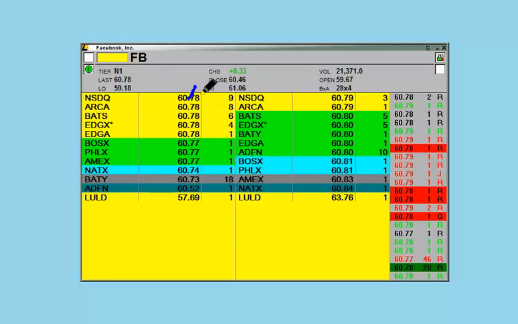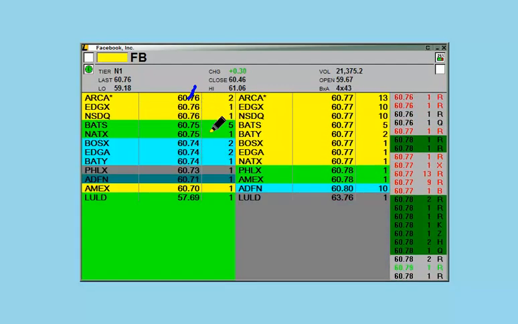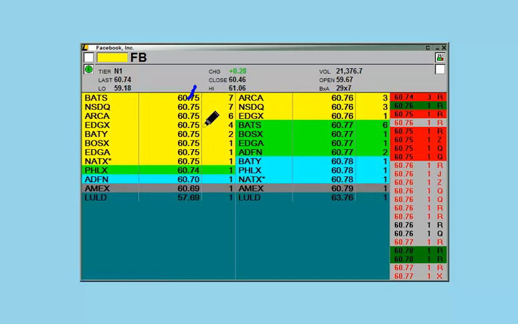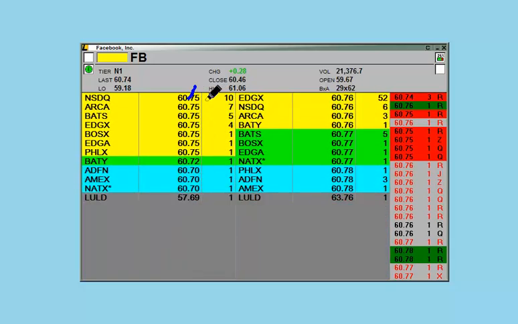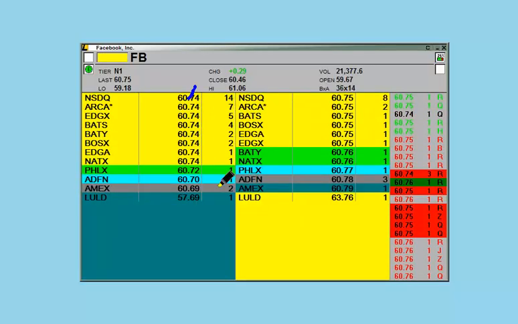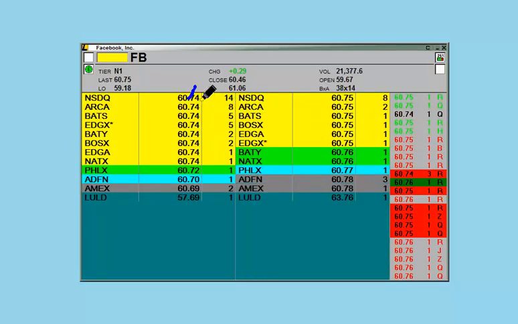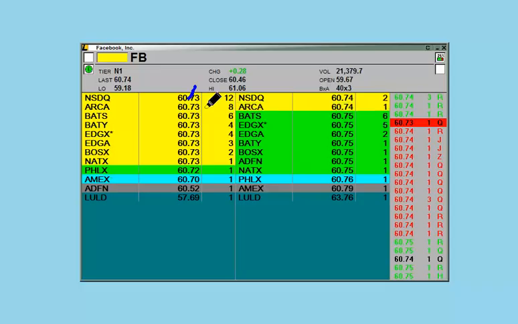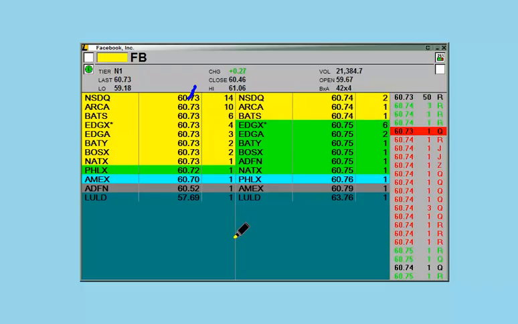Why is that the case? Well, that is simply the most the people out in the crowd are willing to pay. Now what just happened there? What's the inside bid now? 60.75. See what I mean about it changing? Now it's 60.74. So the most anybody in the crowd is willing to pay right now is 60.74. Now it's 60.73. Let's watch some more.